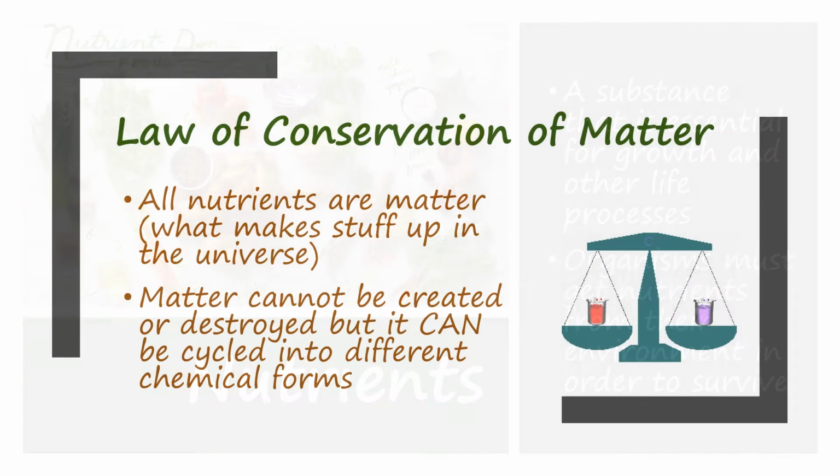So that takes us back to another law in science, the law of conservation of matter. All matter, which is what makes up everything in the universe, cannot be created and it cannot be destroyed. It can only cycle into different forms, different chemical forms. It's like going from water to hydrogen and oxygen, things like that. It's just cycling into different forms.